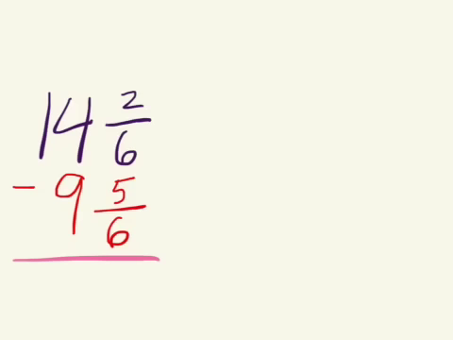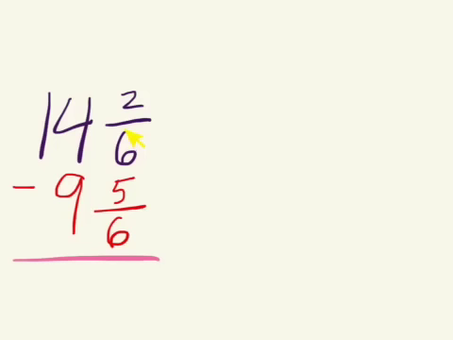Okay, let's try another problem. Copy this one down into your how-to books. 14 2/6 minus 9 5/6. Okay, so if we didn't want to have to draw out 14 Rice Krispie treat pans, what we could do is the traditional algorithm, the traditional method, where we start by looking at the fractional parts.